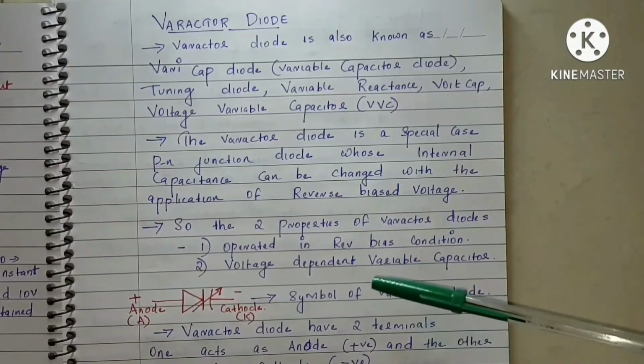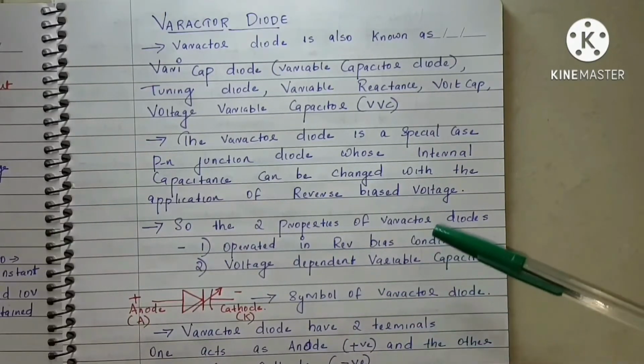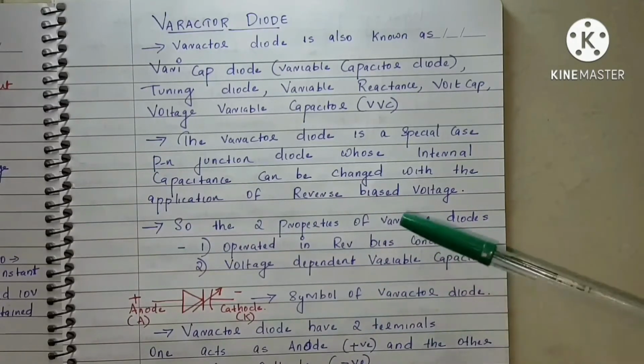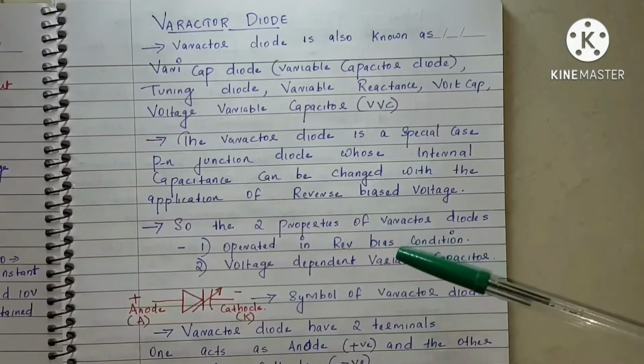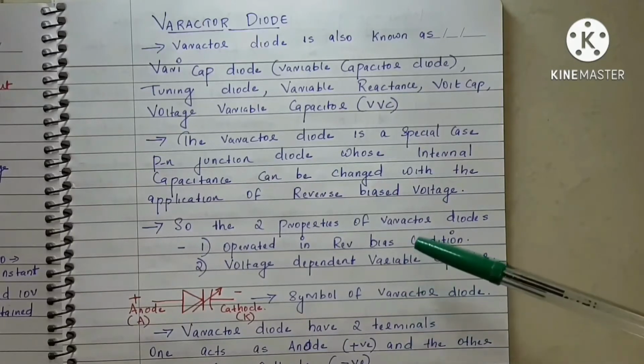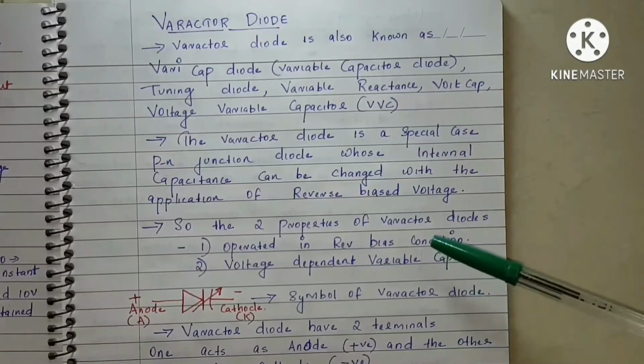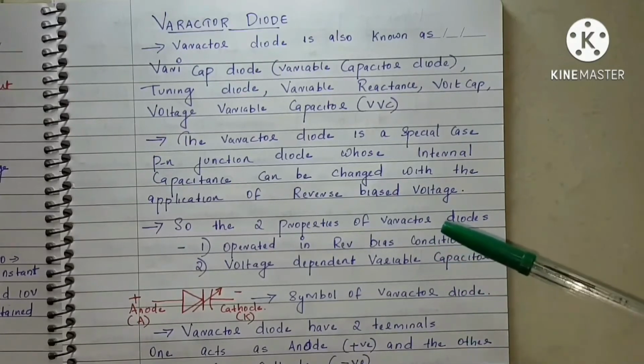For the varactor diode, there are two important properties. One is they are always operated in reverse bias condition, and second one is they are voltage dependent variable capacitor. According to the voltage, the capacitance of a varactor diode is changed.